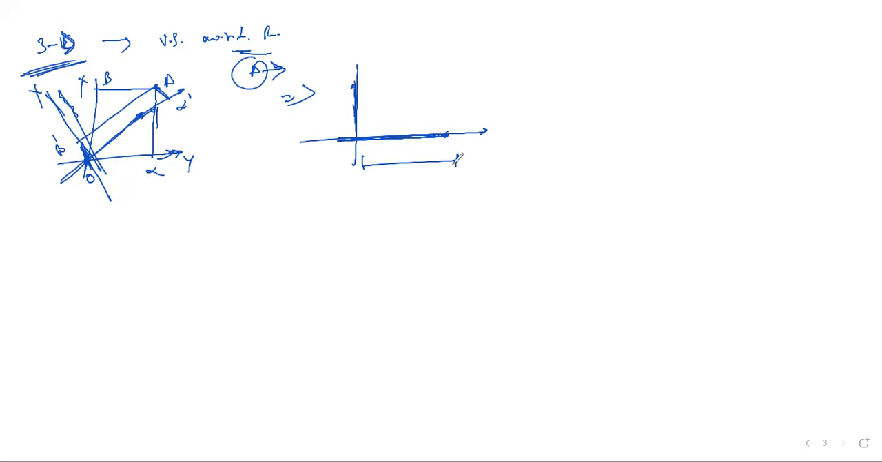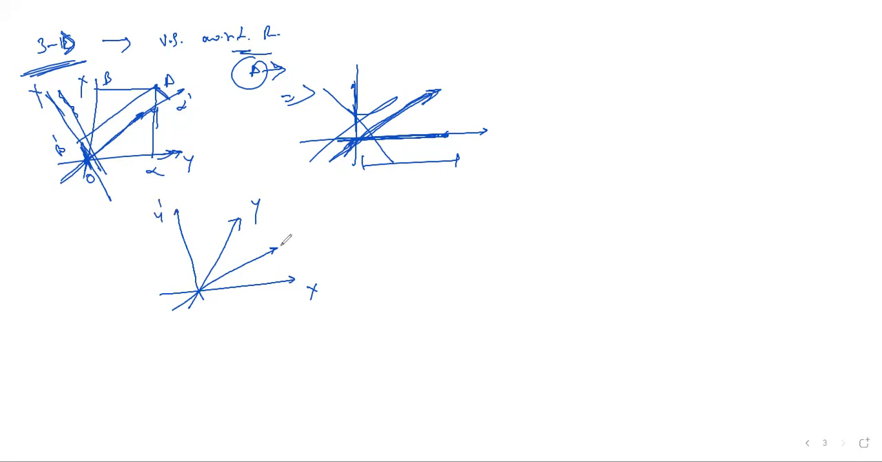Whereas the unit vectors along the new axes, if this is the new axis, let's say, fine. Let's draw it more clearly. This is my previous coordinate system, and my new coordinate system is like this, x dash, y dash. So the unit vectors along the previous coordinate system form the basis. Similarly, the unit vectors along the new coordinate system would also form a basis.